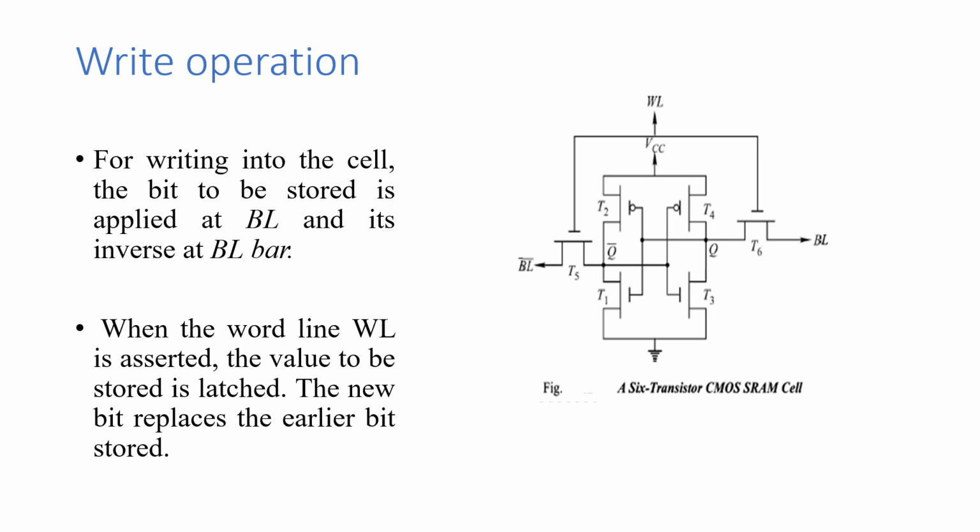Now let us see how the write operation is carried out in CMOS SRAM. For writing into the cell, the bit to be stored is applied at BL and BL bar. When the word line WL is asserted, the value to be stored is latched. The new bit replaces the earlier bit stored.